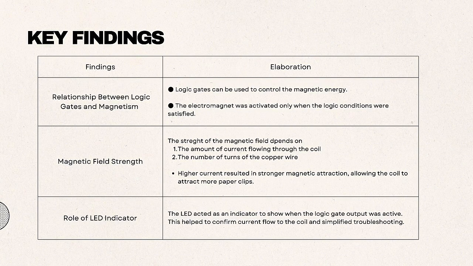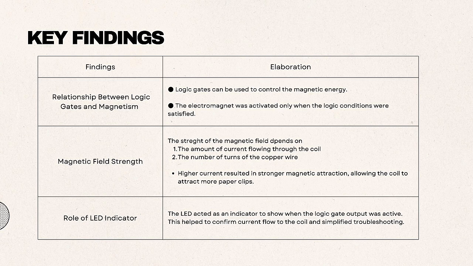Okay, we proceed to key findings. Firstly, we find the relationship between logic gates and magnetism. Logic gates can be used to control the magnetic energy. The electromagnet was activated only when the logic conditions were satisfied.